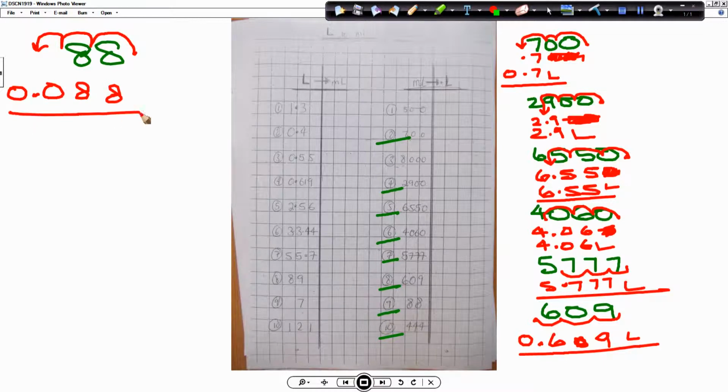Can we read it? Saying 0.088 is slang. You need to say no point. Come on. So these are the answers for the questions of that exercise.